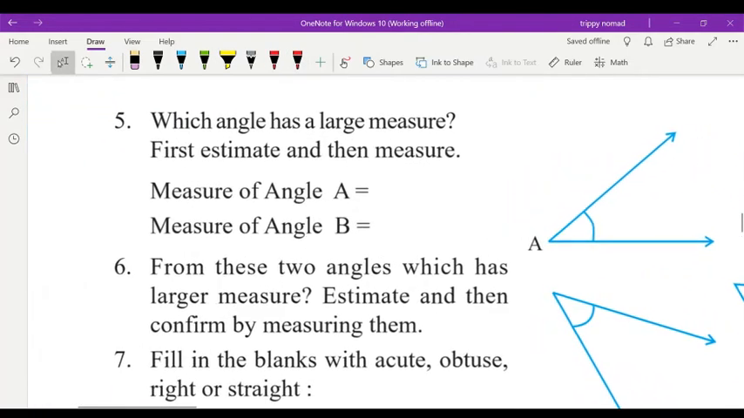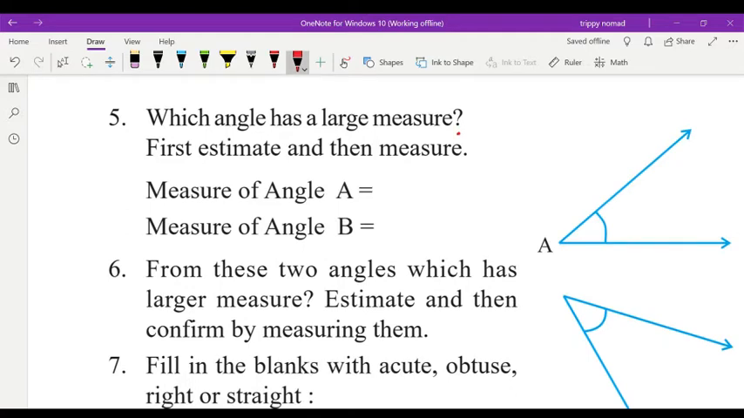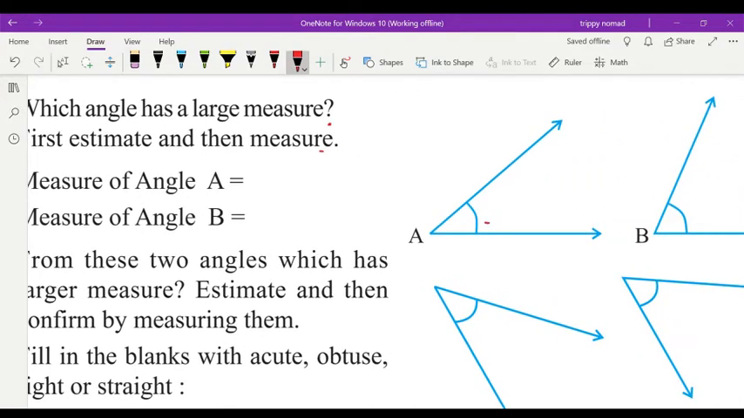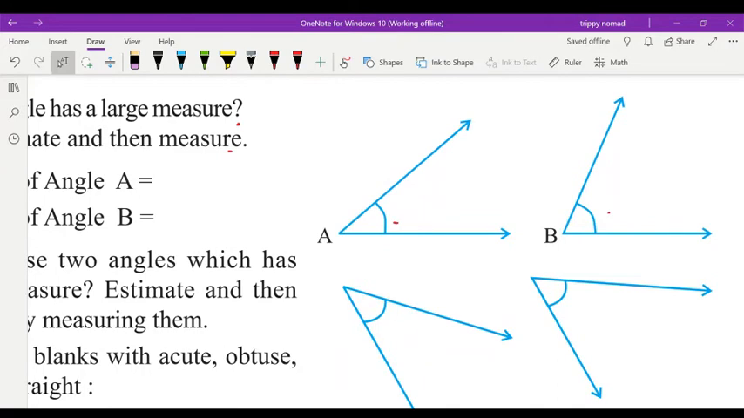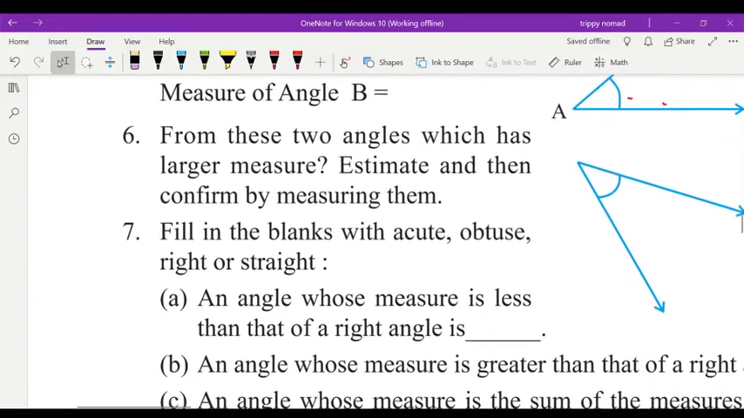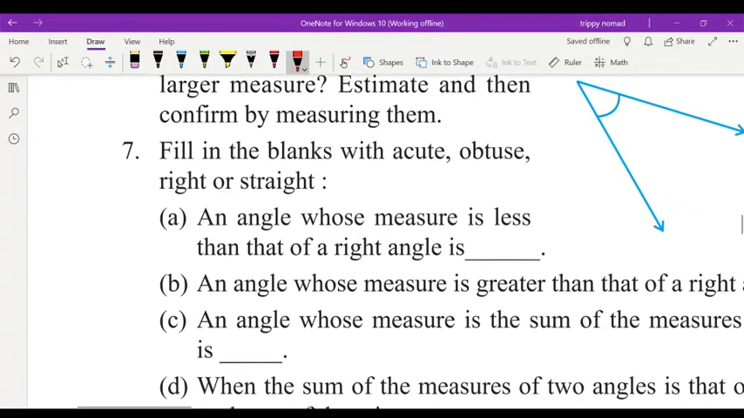Now question number 5. Which angle has a larger measure? First estimate, then measure. Estimate which one. A is smaller and B is larger. And same way as I taught how to measure with the help of protractor, you have to measure in your textbook and you will do. Now question number 6. From these two angles, which has larger measure? Same way as I explained for the 5th one, children.